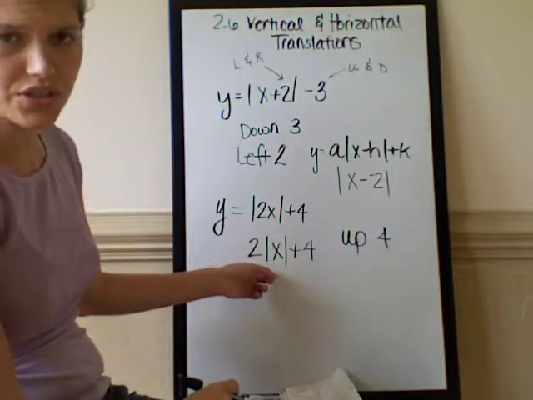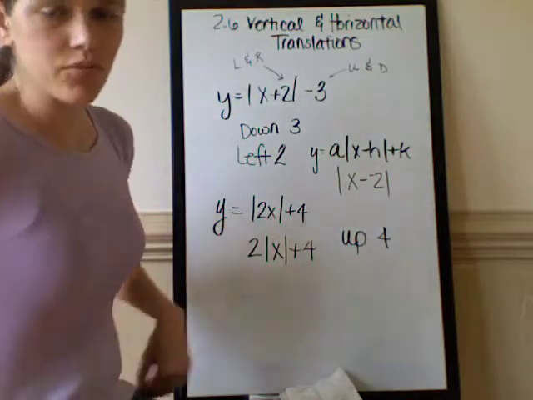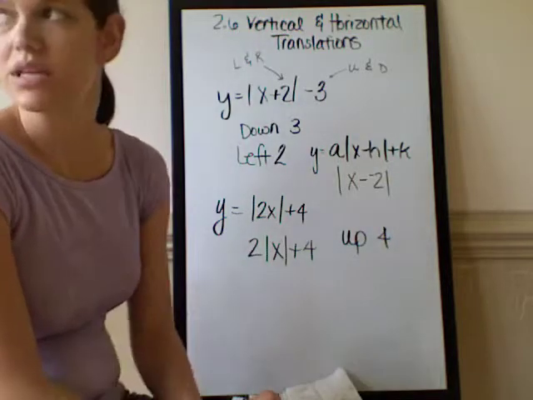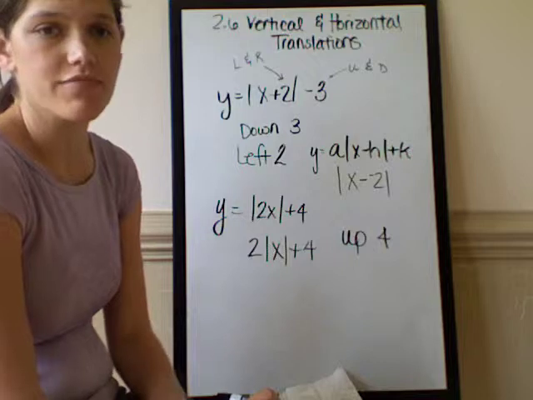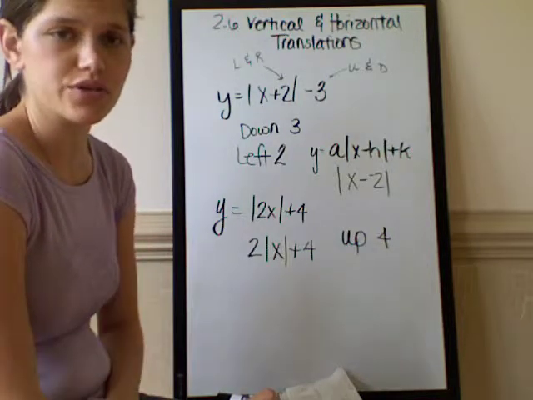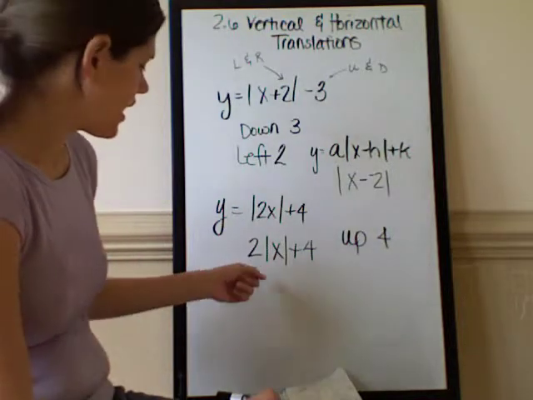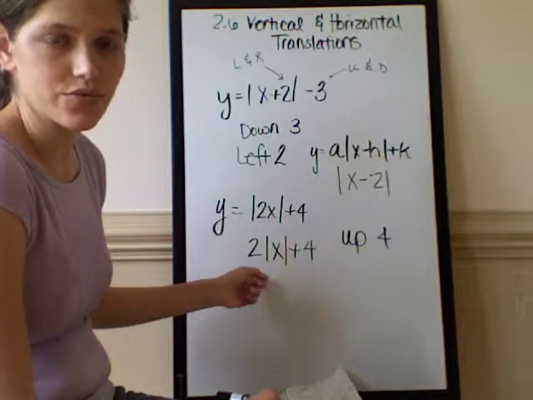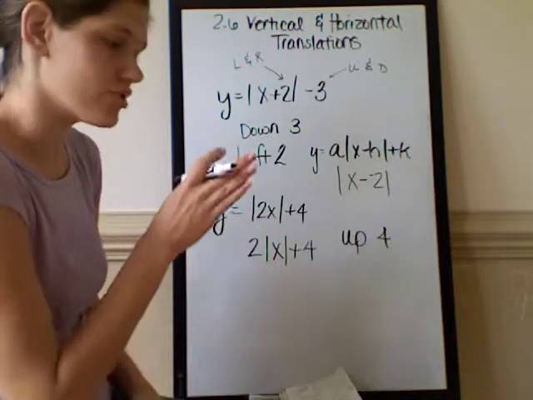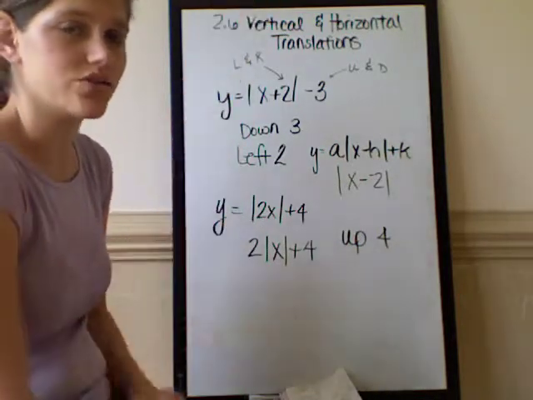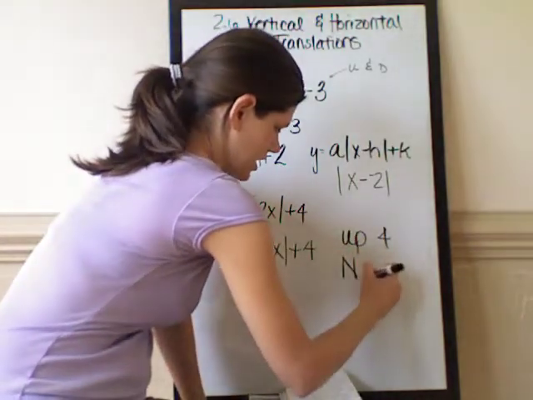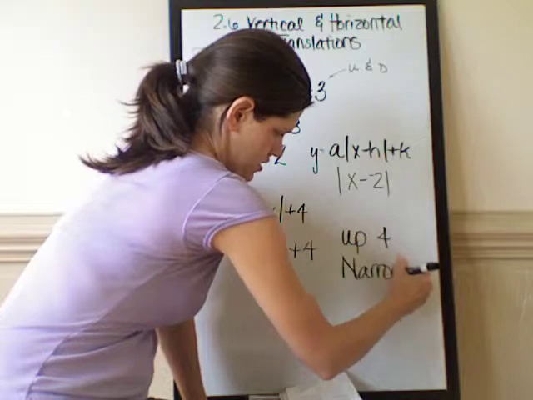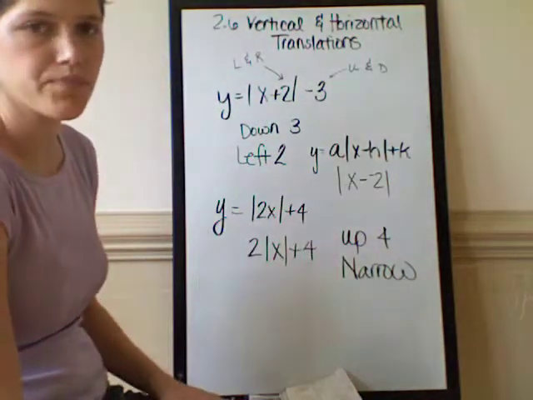Now we're going to look at this 2. Remember that a number multiplied on the outside means it's going to be either narrow or wide. Now, is a value greater than 1 going to be narrow or wide? A value of 2 means it's going to be narrow. Think about slope. That means you're rising 2, running 1. So you're rising faster than you're running. So this is going to be narrow. Okay?